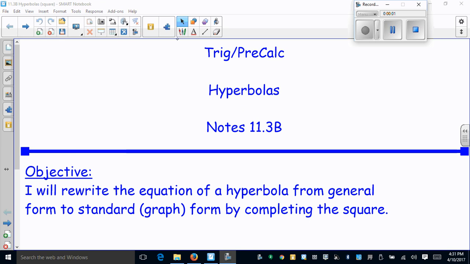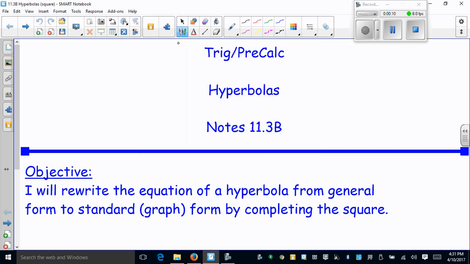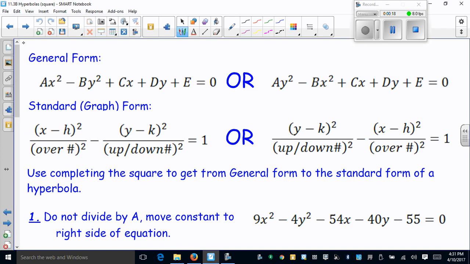The other two, we got to complete the square to solve these. So you're going to rewrite the equation of the hyperbola from general form to standard or graph form by completing the square. Okay, so this time you have to pay attention to what you've got going on. You're going to have either ax squared minus by squared or ay squared minus bx squared.